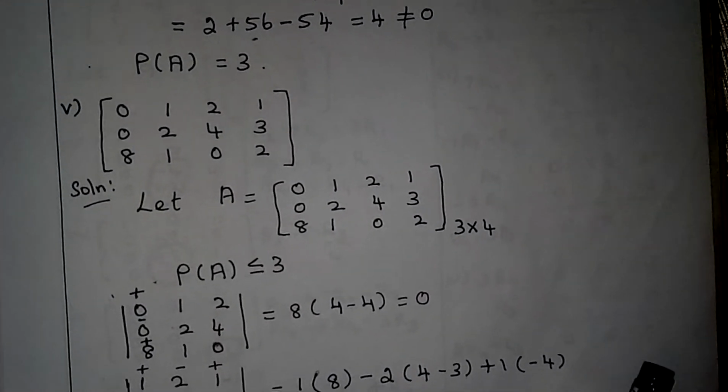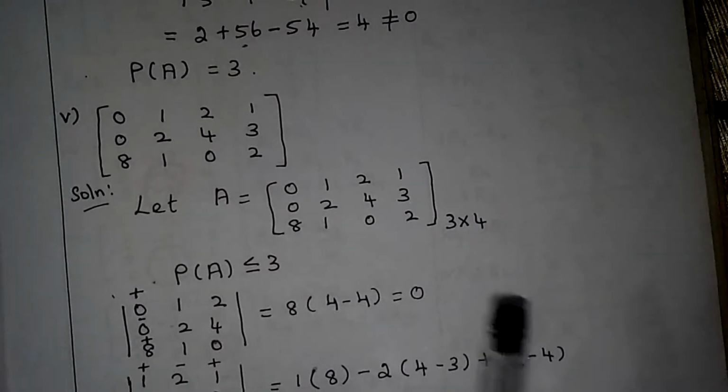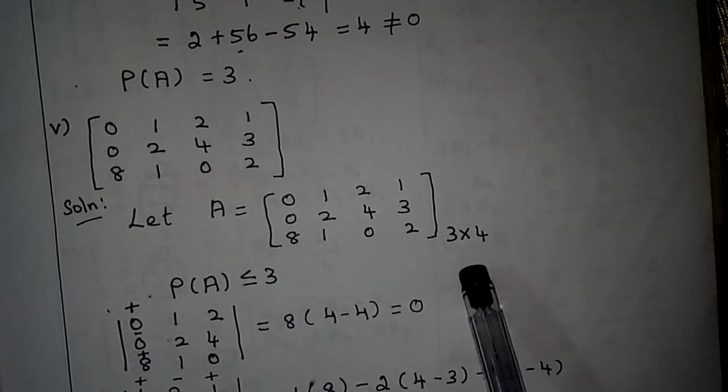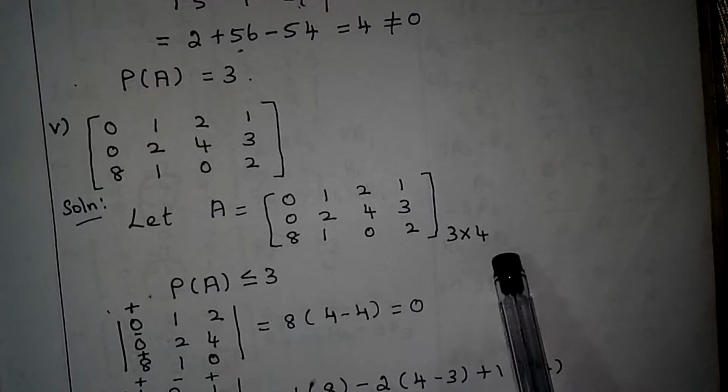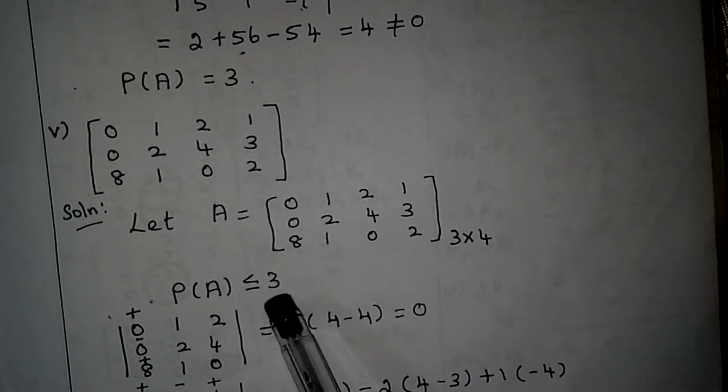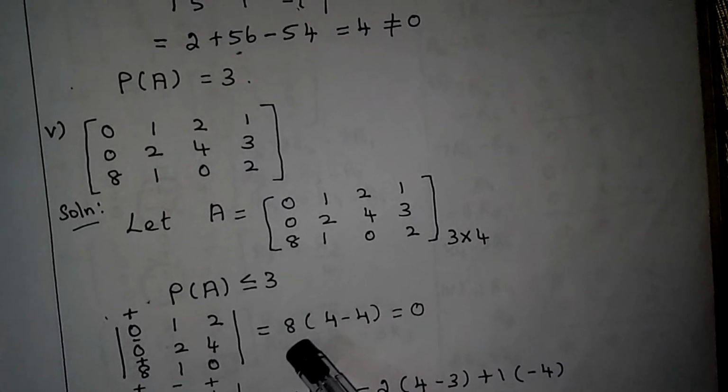Now the next one, fifth subdivision. So matrix like this we have. First let A equal to this matrix. The order of this is 3 by 4. So rank of A will be what? Less than or equal to the minimum of this, that is 3. So we have to check whether the rank is 3.